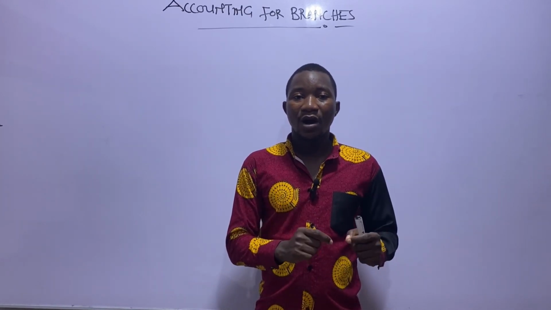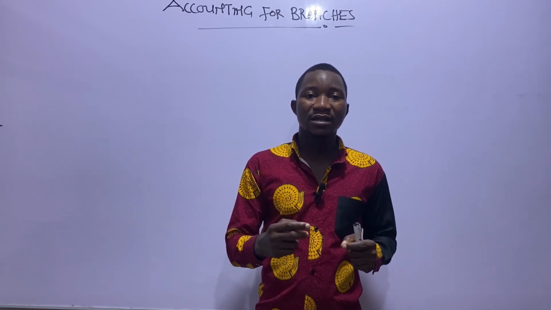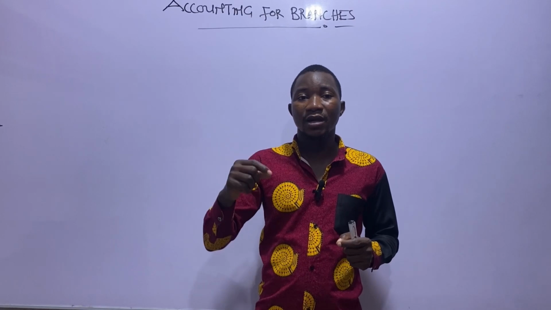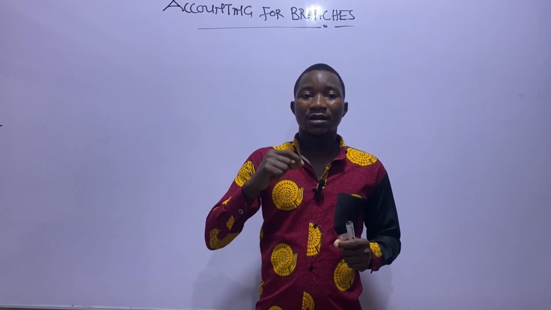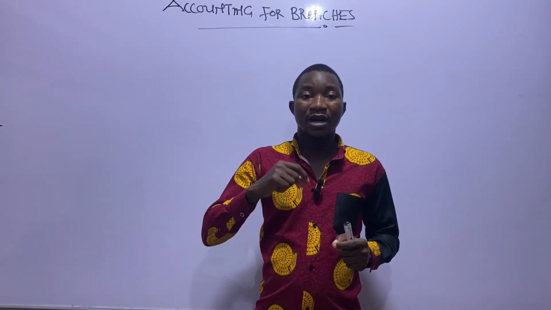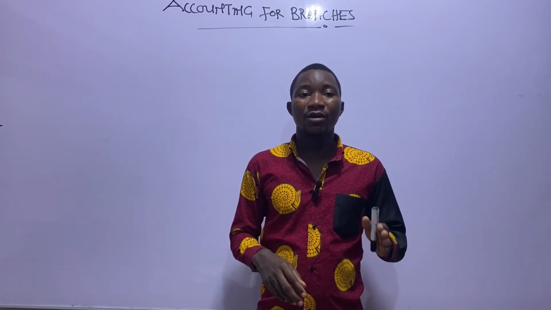But this time, our focus is on recording branch transactions when we are using the stock and debtor system. Is that okay? I said we have three basic methods: the debtor system, the stock and debtor system, and the final account system. Our focus today is on the stock and debtor system. We've already looked at the debtor system.